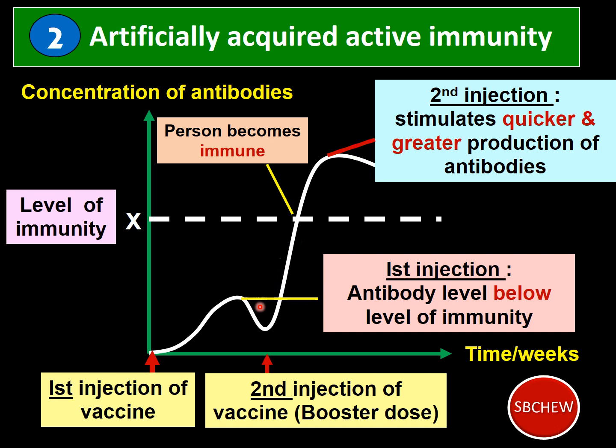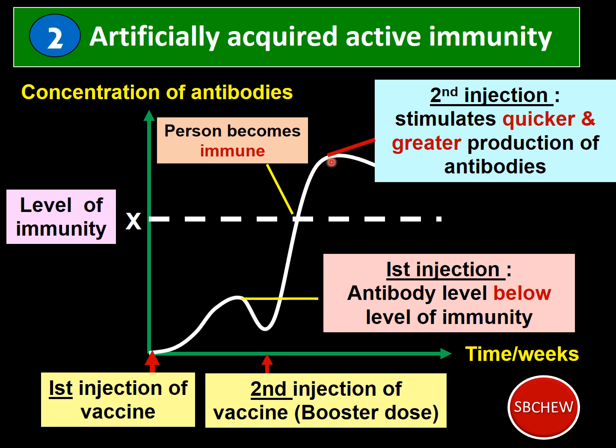Thus, we see here the reading. For first injection, the antibody level is below the level of immunity. Thus, a second injection of vaccine is needed, called the booster dose, to further increase the concentration of the antibodies so that it exceeds the level of immunity and the person will become immune for a long period of time usually.